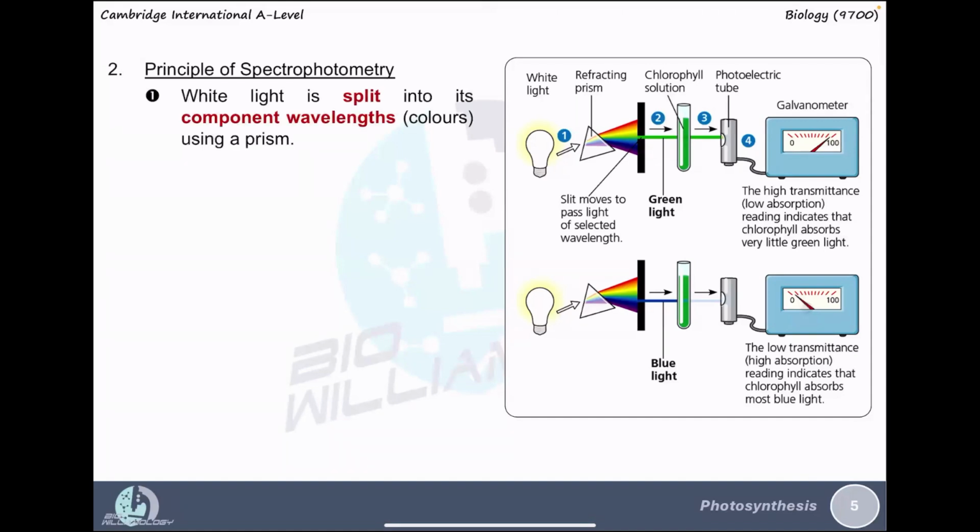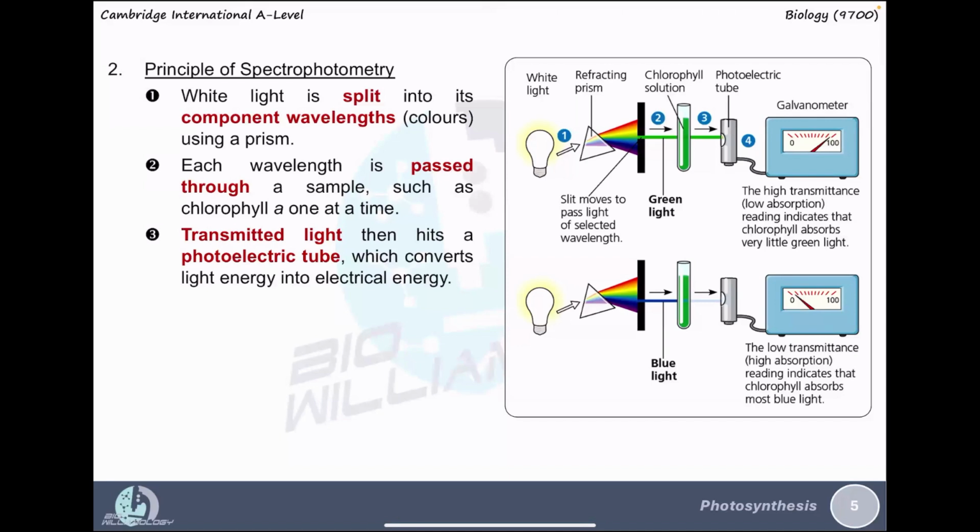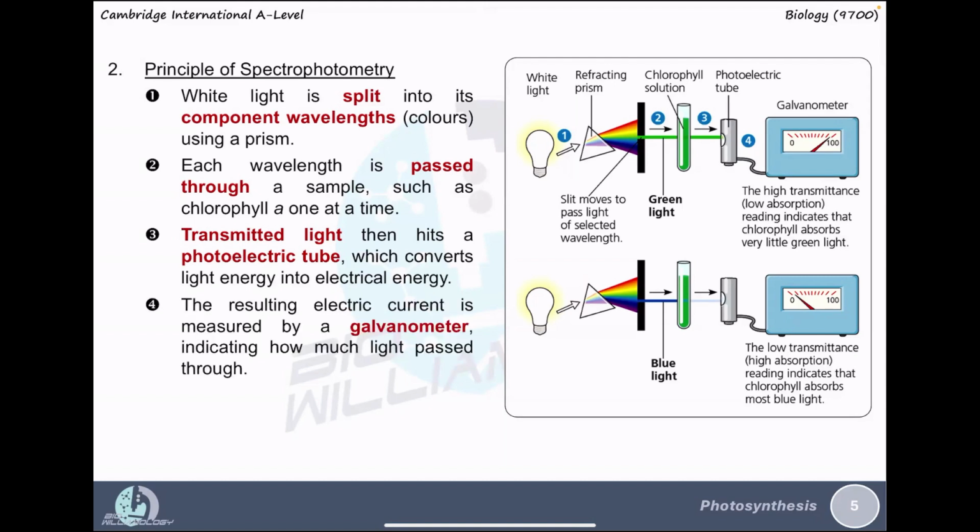As a summary, we know that white light can be split into its component wavelengths by using a prism. And each wavelength can pass through a sample, for example, in this case, chlorophyll solution. We can start with 400 nanometer wavelength, 410, 420, and so on, all the way to 700. And each time we can plot the absorption. The transmitted light hits the photoelectric tube, which converts the light energy into electrical energy. The resulting electric current is measured by the galvanometer, indicating how much light passed through.